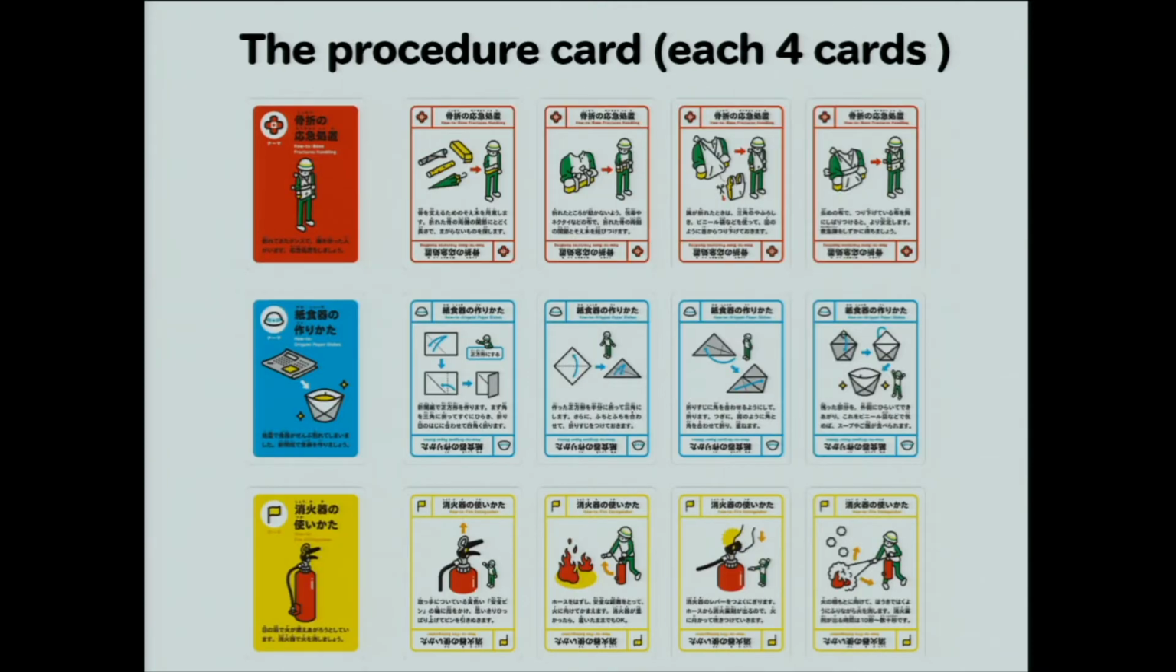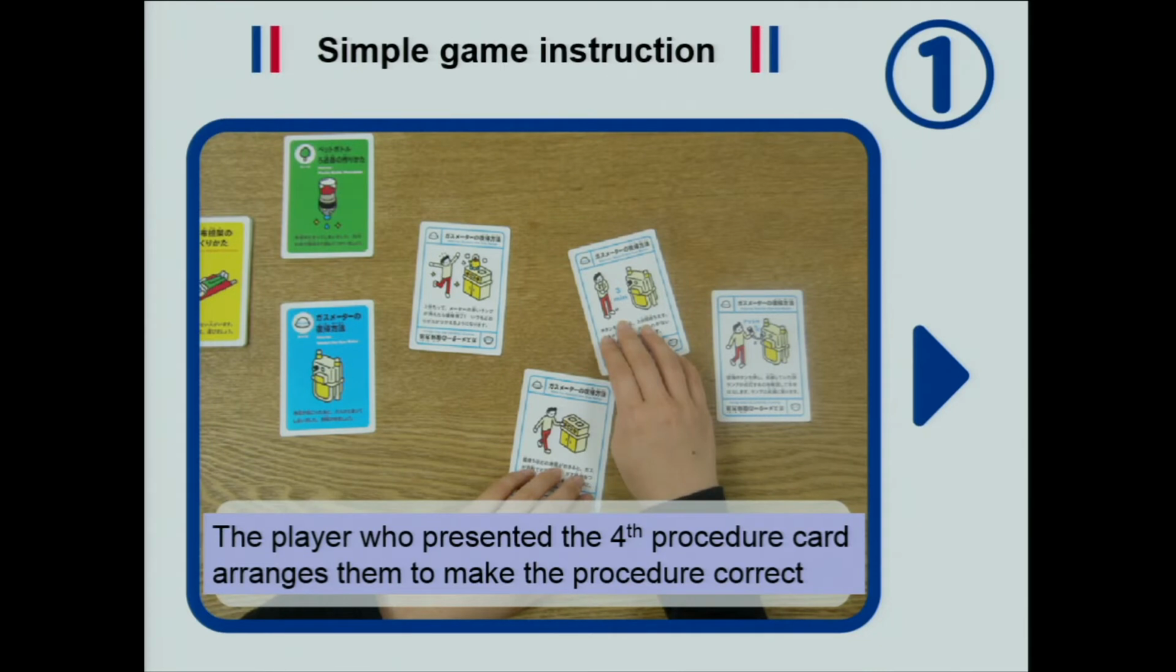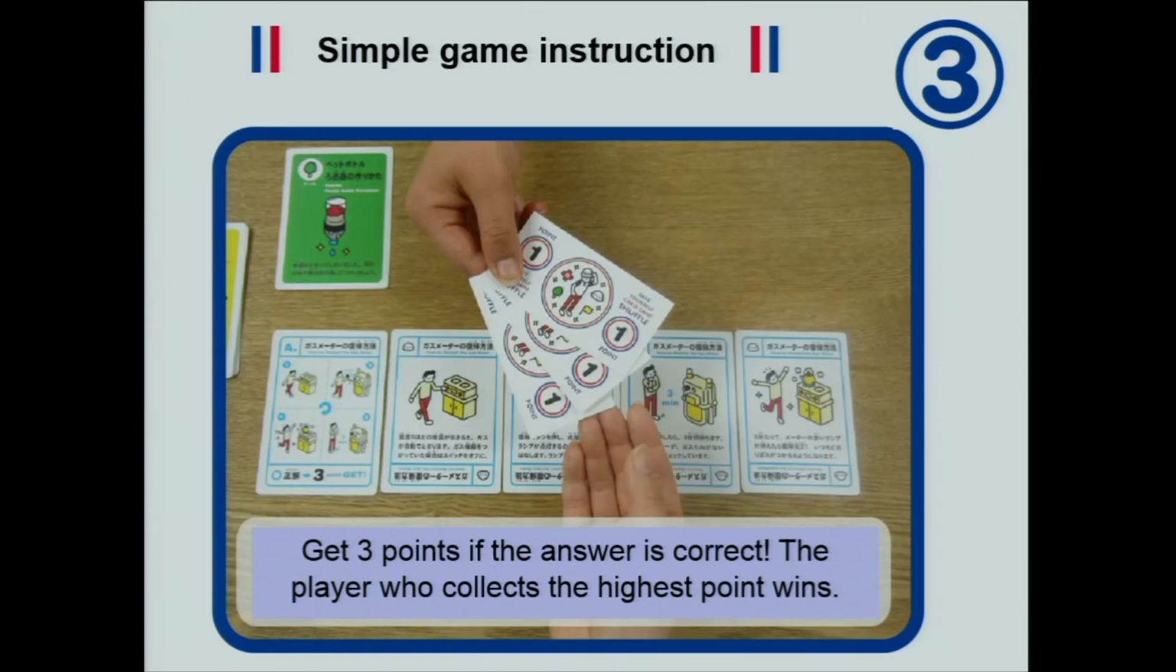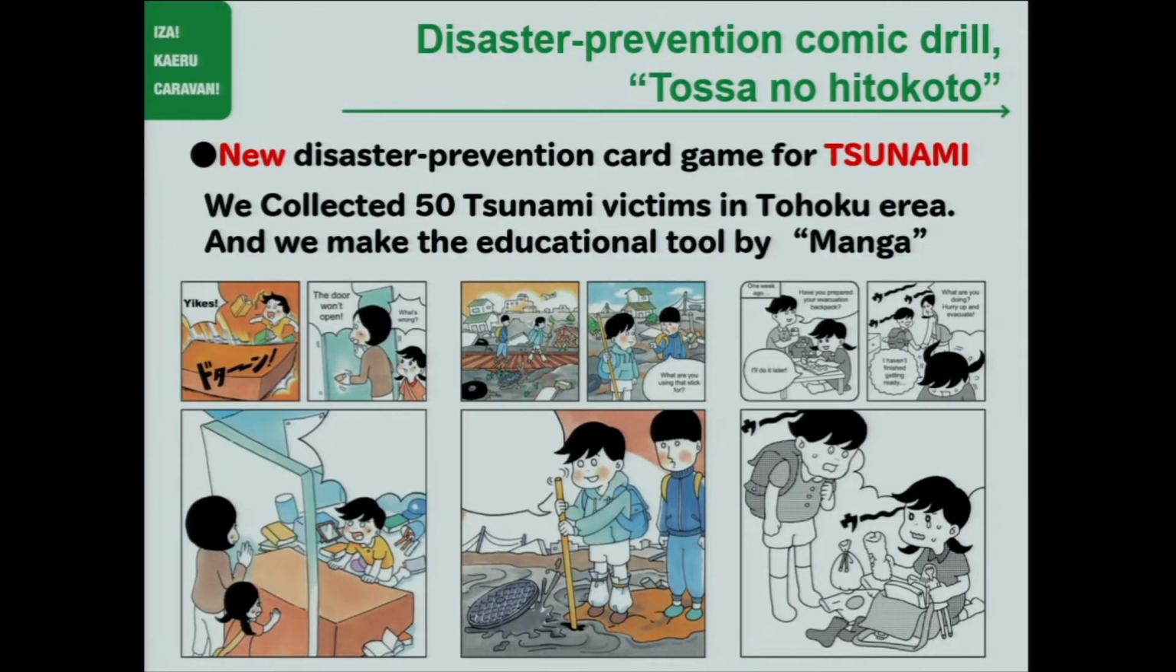And this is one example, the shuffle game. There are 4 different cards and they represent 4 different processes, but they're not in the right order. And the children have to think by themselves and put them in the correct order. And if they turn over the cards, they will find the correct answers. And if they get it right, they get some points. They are all represented in illustrations, so it can be used in any country. It's very simple.